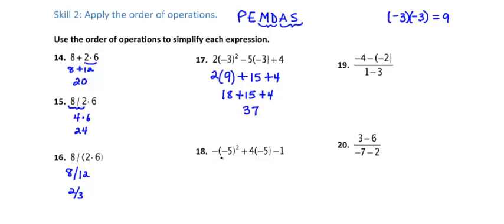Number 18 is the opposite of negative 5 squared plus 4 times the negative 5 minus 1. We simplify the exponential expression first. So negative 5 squared is positive 25. So this is the opposite of 25. Plus 4 times negative 5, we can write that as negative 20 minus 1. So negative 25 minus 20 minus 1, they're all negative, so we add and keep the sign to be negative, which would be negative 46.